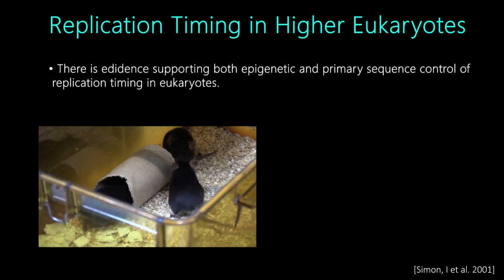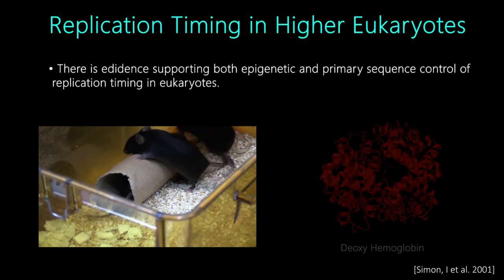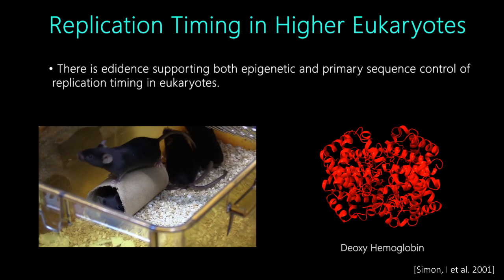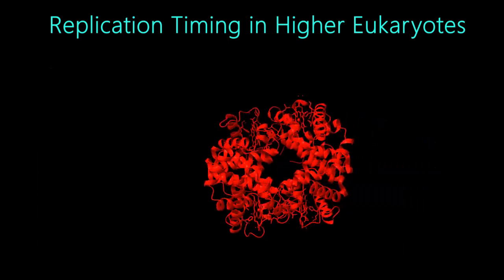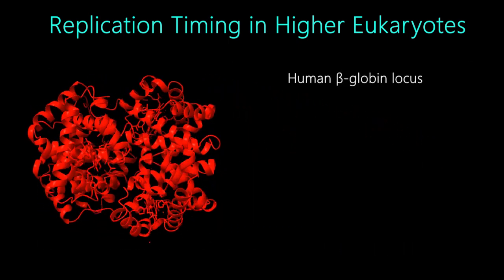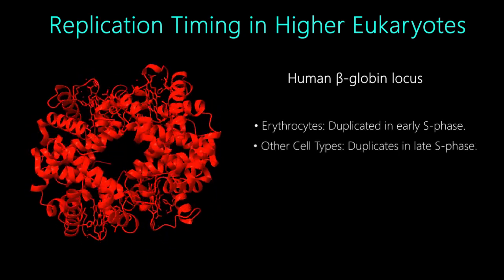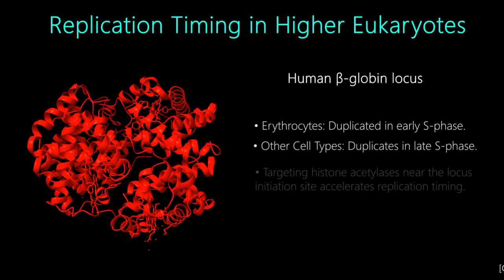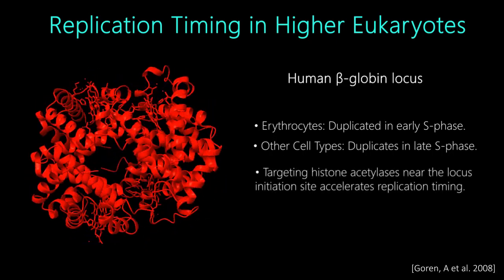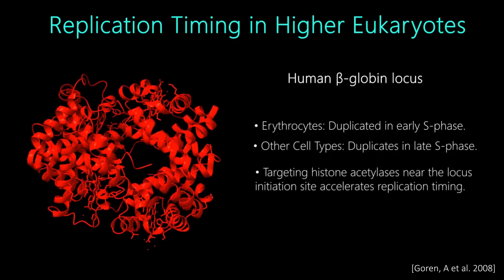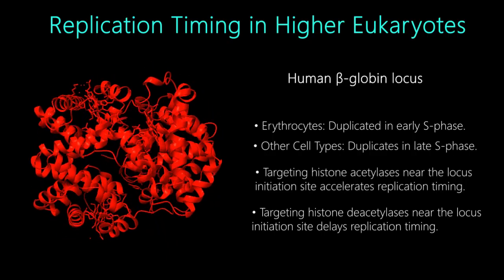Experiments in transgenic mice indicated that the locus control region controlling expression of the beta-globin gene was able to dictate local replication timing in a transcription-independent manner. In humans, the beta-globin locus is duplicated early in S phase in erythrocytes, but late in other cell types. Furthermore, targeting histone acetylases and deacetylases near a mapped initiation site at the human beta-globin locus was shown to accelerate or delay, respectively, replication timing of the local region.